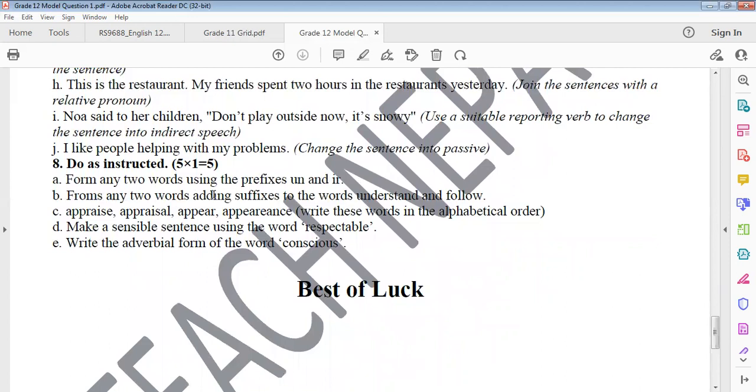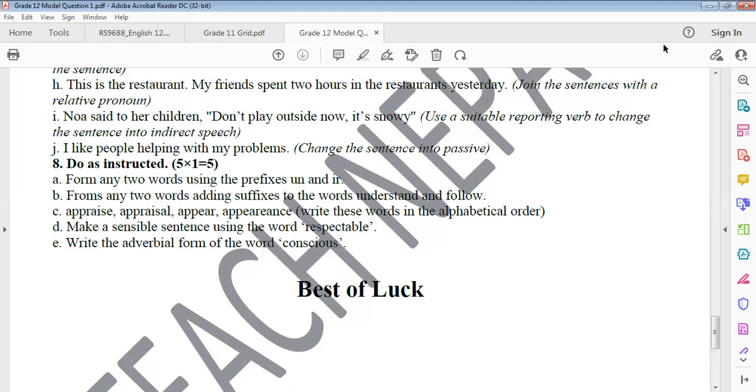Now form any two words adding suffixes to the words understand and follow. You have to form new words adding some morphemes at the end of the word, for example understandable or follower, right? Number C, you have to write the words in the alphabetical order as they come in the dictionary. Number D, make a sensible sentence using the word respectable. Number E, write the adverbial form of the word conscious.